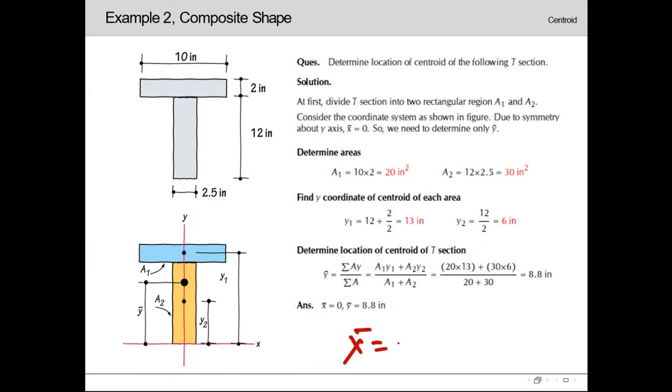So x bar will be 0 and y bar will be 8.8. In this way we can conclude our answers to locate the centroid of a composite section.